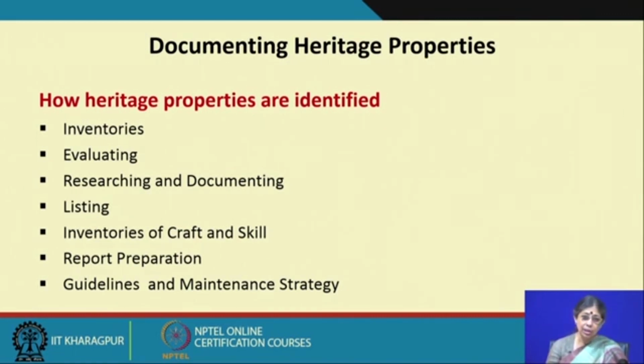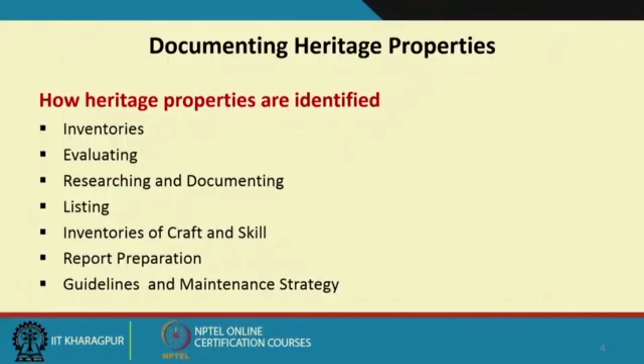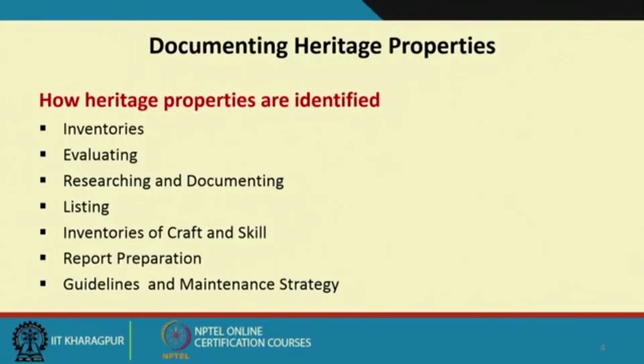We will talk about the legal process of listing, and it is not only the tangible structures; sometimes it can be a documentation of the various crafts and skills. So, for the inventories there may be different formats, and then how one prepares a report, which becomes the basis of any conservation or heritage property. And that report preparation also has a methodology, and it should talk about the guidelines and the maintenance strategy.